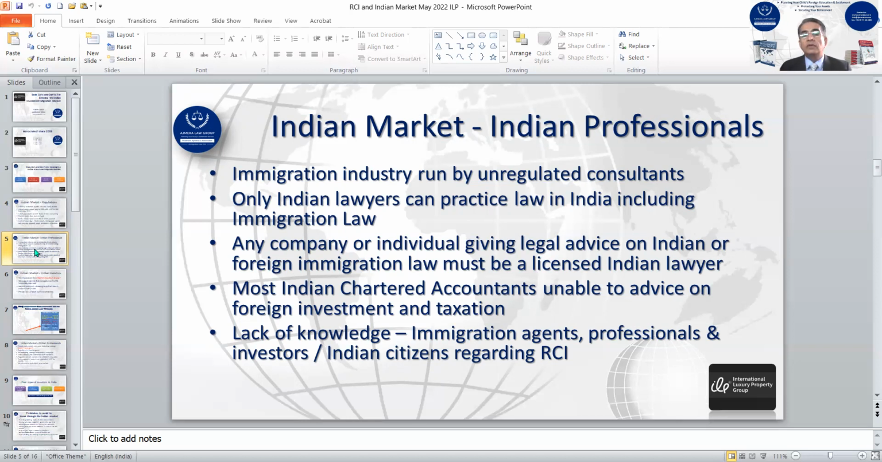And because of all these things, as we are new to this regime of transferring money out of India, which is the main essence of residency and citizenship by investment, there is a lack of knowledge among immigration agents, professionals, investors and Indian citizens regarding RCI as well.